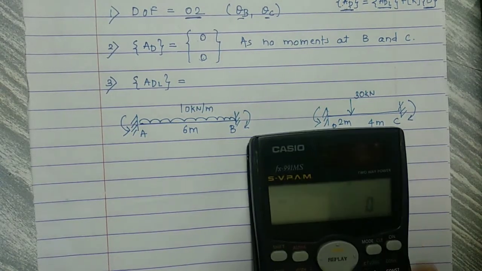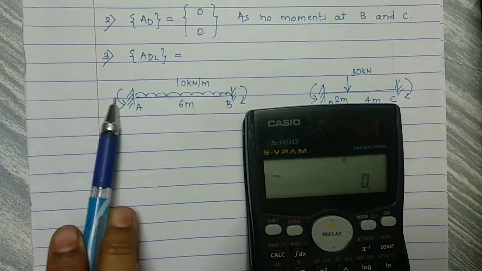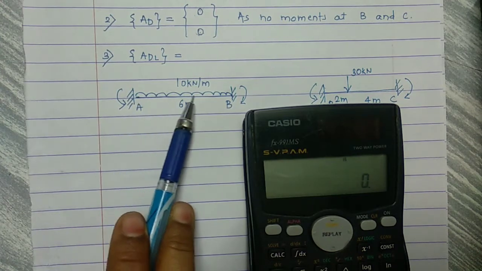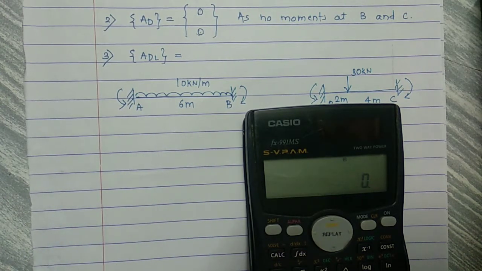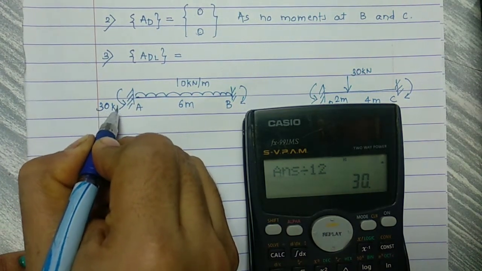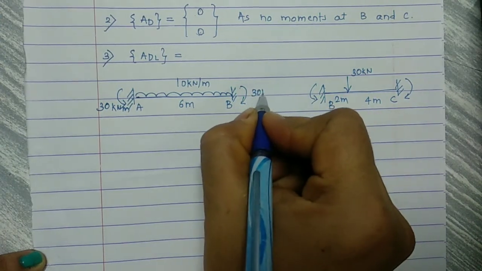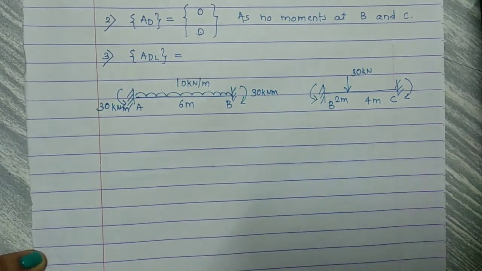So for AB, the UDL is 10 kilonewton per meter, span is 6 meter. Here the fixed end moment because of this UDL over the entire span is WL square upon 12. So 10 into 6 square divided by 12, that is 30 kilonewton meter at both ends. So here 30 kilonewton meter anti-clockwise and on this side 30 kilonewton meter clockwise.